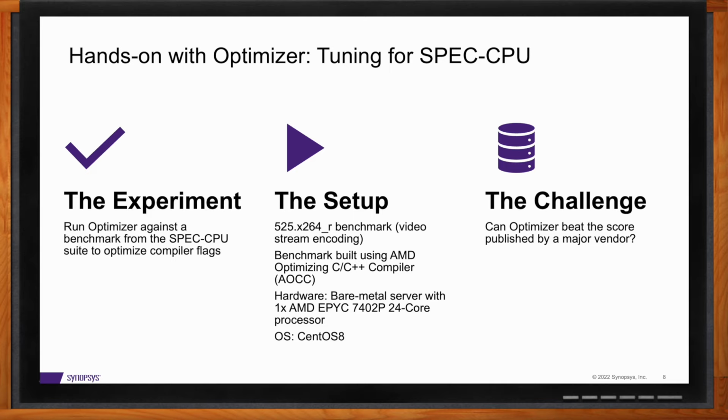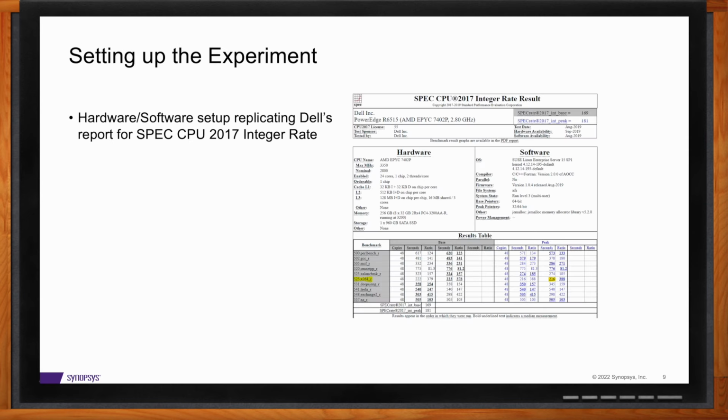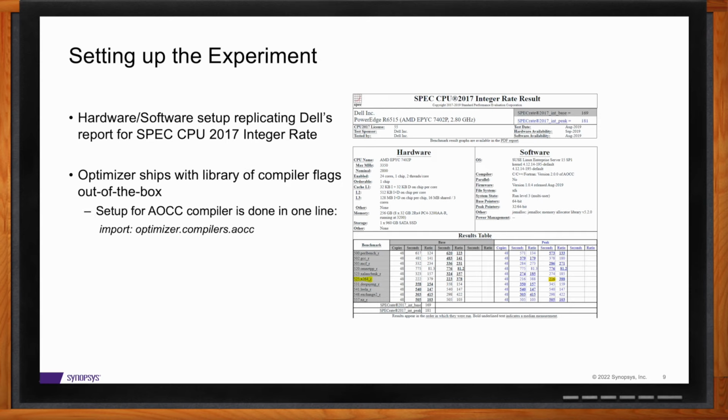That's great. So, how would you set up this experiment? So what we did was look at the report that was provided and published, in this case by Dell, and we tried to replicate exactly the setup that they had in terms of hardware and software. And we looked at optimizing the compiler flags for the AOCC compiler. That's the AMD compiler.